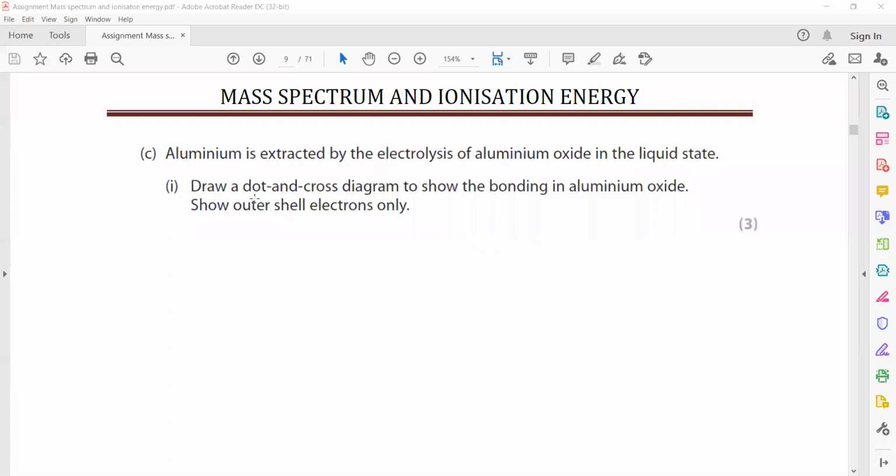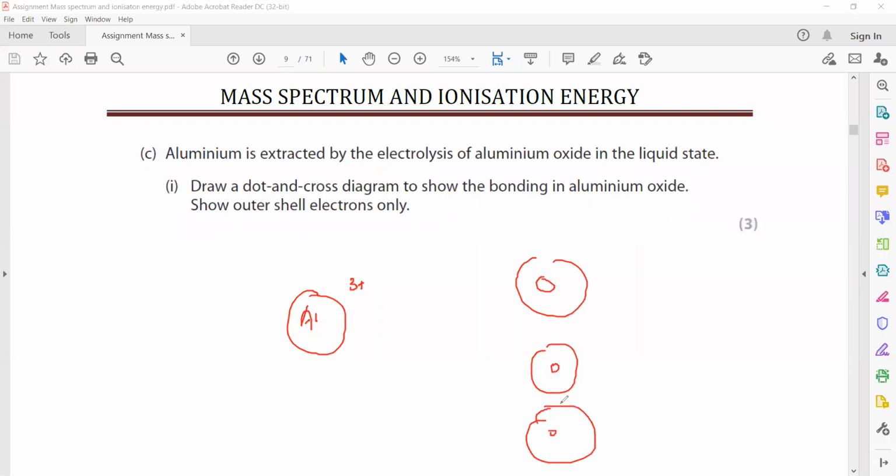Aluminium is extracted by electrolysis of aluminium oxide in a liquid state. Draw a dot and cross diagram to show bonding in aluminium oxide, and show outer shell electrons only. So it's an ionic compound. Aluminium tends to lose all of its valence electrons, so there will be a charge of 3 plus, whereas oxygen belongs to group 6. So each oxygen has 6 electrons in the outermost shell.